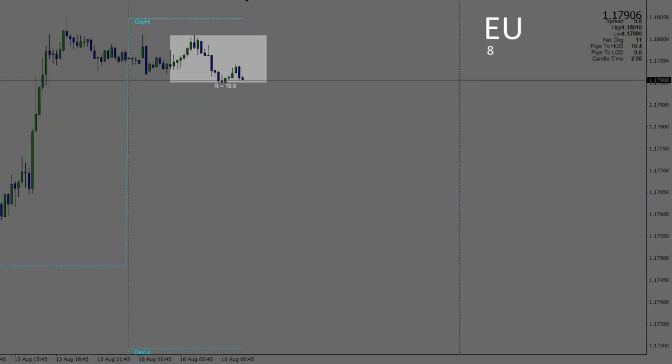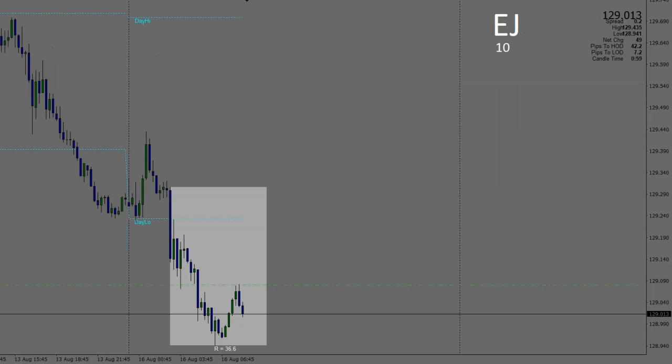So just flicking through these pairs now, looking for some entry points. We've got plenty of moves that have taken place throughout the Asian session. What is it now? 28 minutes past 6 in the morning in London. We've got an hour and a half before the London Open. Looking through, not much on the Euro US dollar. It's like the Euro and the US dollar are fighting each other there. Reasonably big move down on the EJ.